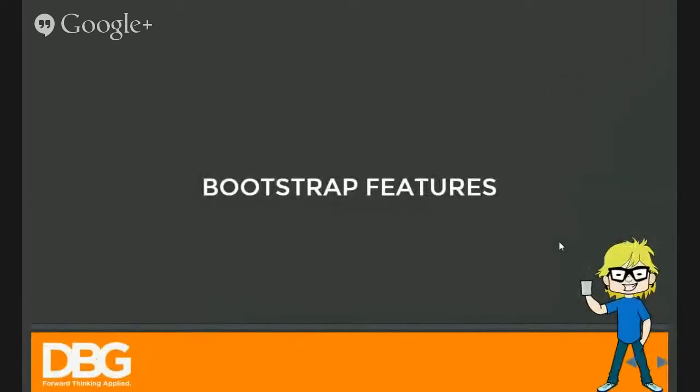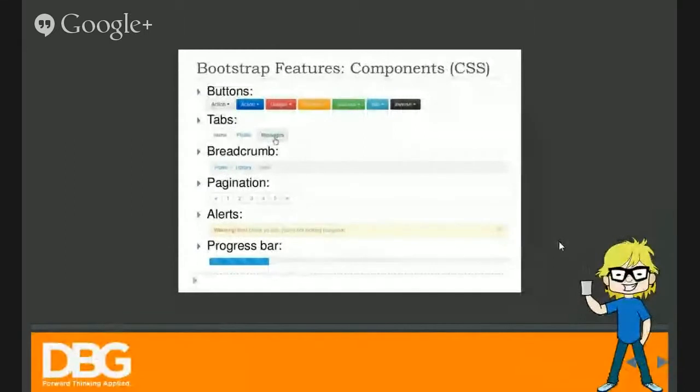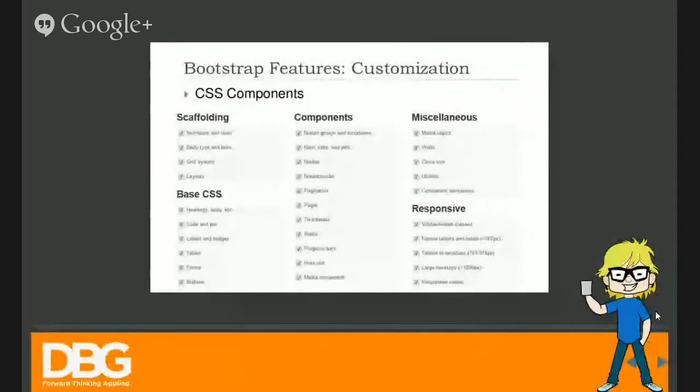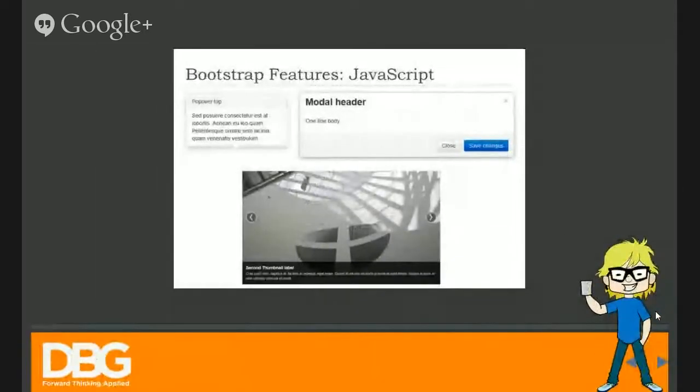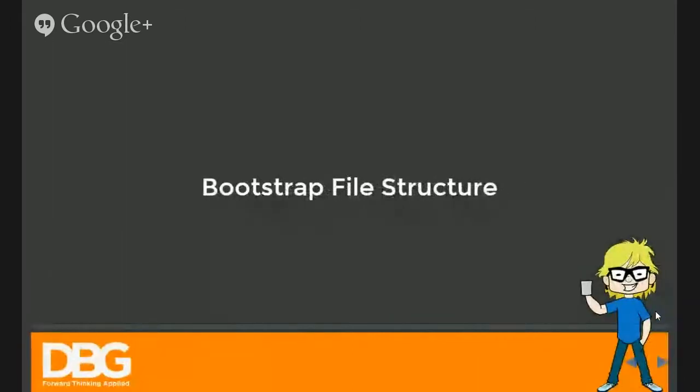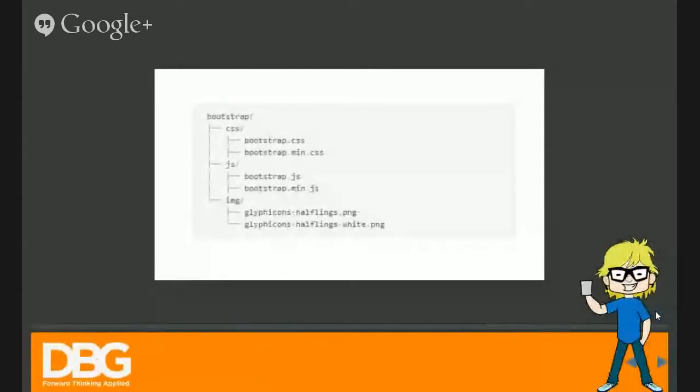Then comes some of the features of Bootstrap. It comes with Bootstrap components. That means components like buttons, tabs, breadcrumbs, paginations, alerts, progress bar, etc. And some of the JavaScript features like tooltips, pop-ups and sliders, and customization for Bootstrap features, the CSS components, and the basic file structure of Bootstrap.